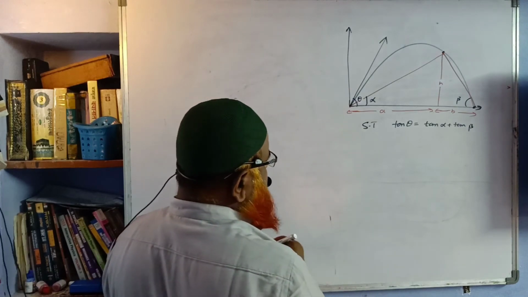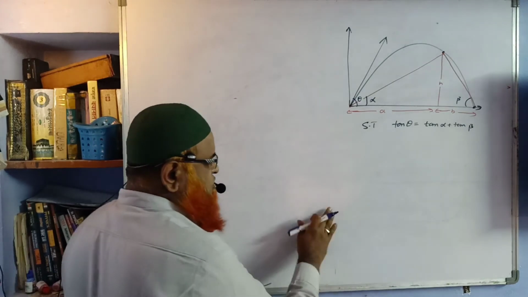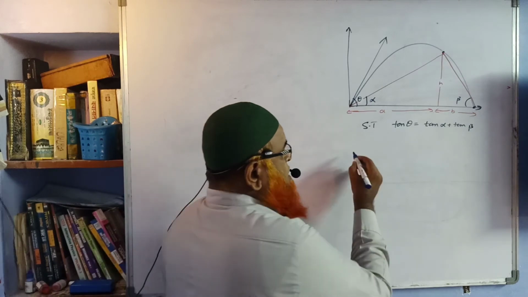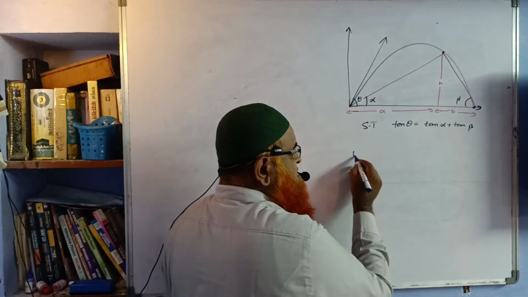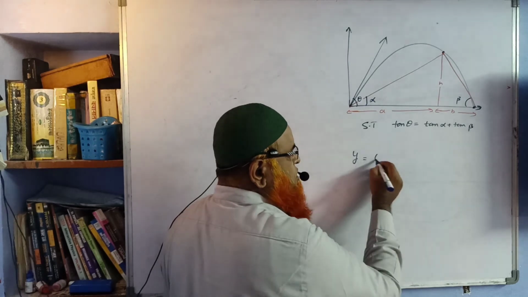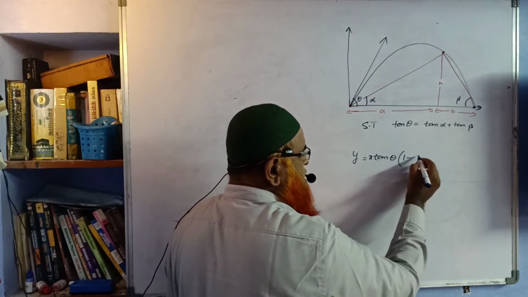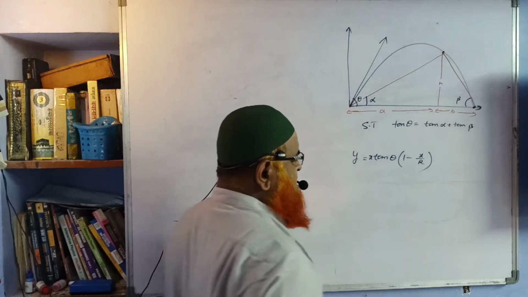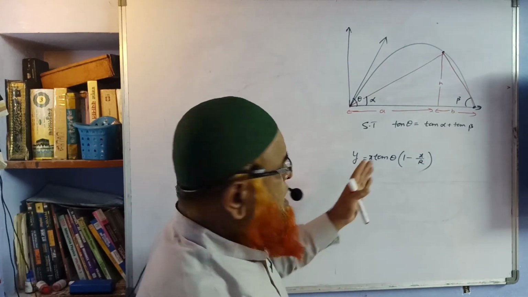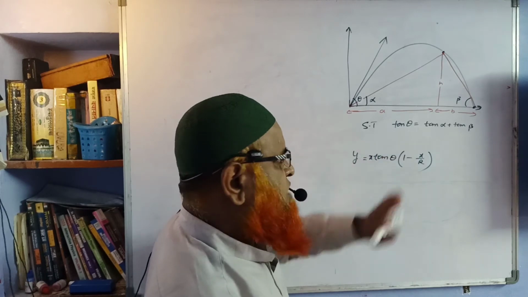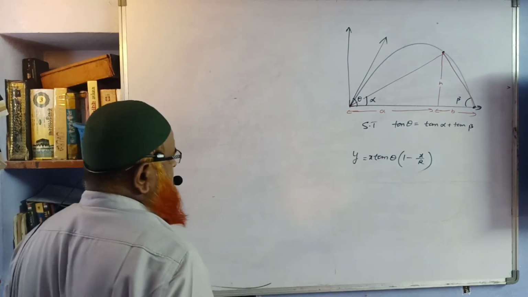For solving this, you can consider the same old basic formula which we have derived previously. What is that formula here? That formula is y is equal to x tan theta into 1 minus x by R. This is the formula we have just derived. By using this formula, you can find out the value of tan theta here. It's very simple to find out. Let us see what is going to happen.